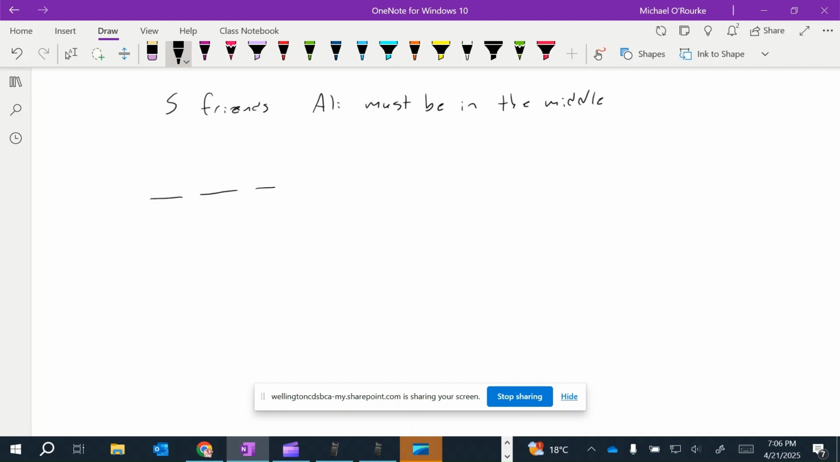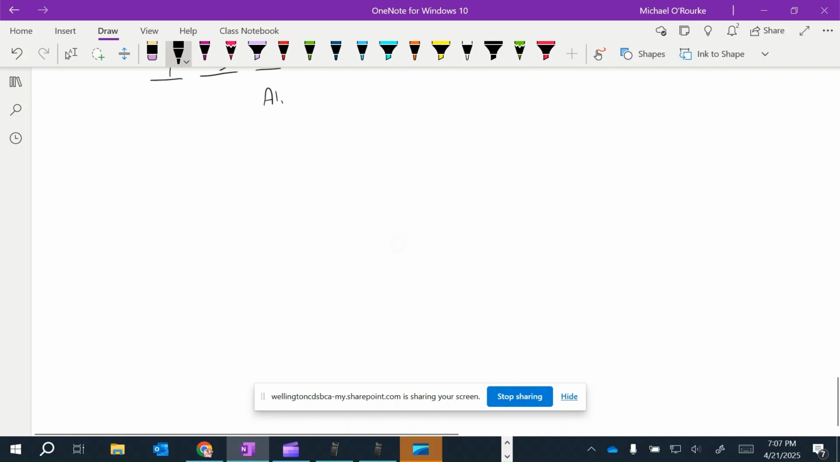So we have 5 friends. Allie must be in the middle. So there's going to be a 1 there. And then we have 4 friends left. 4, 3, 2, 1. So the answer is going to be 4 factorial, which equals 24. Okay.